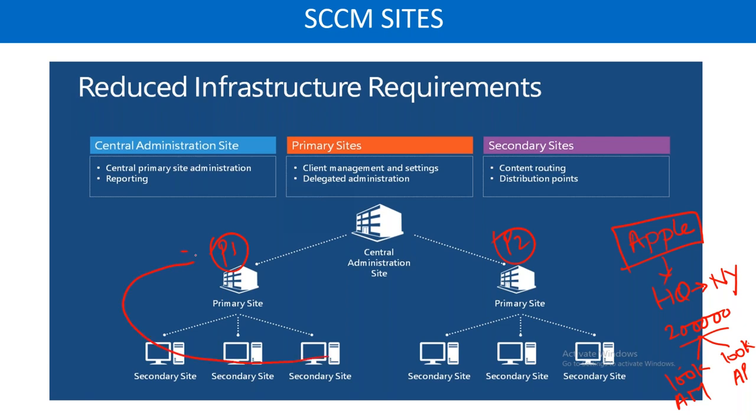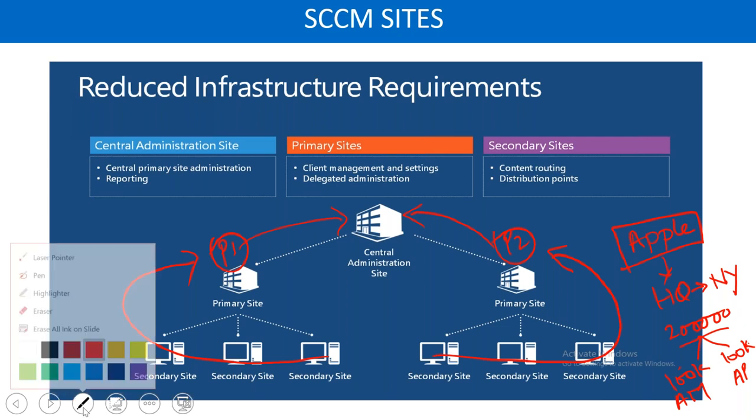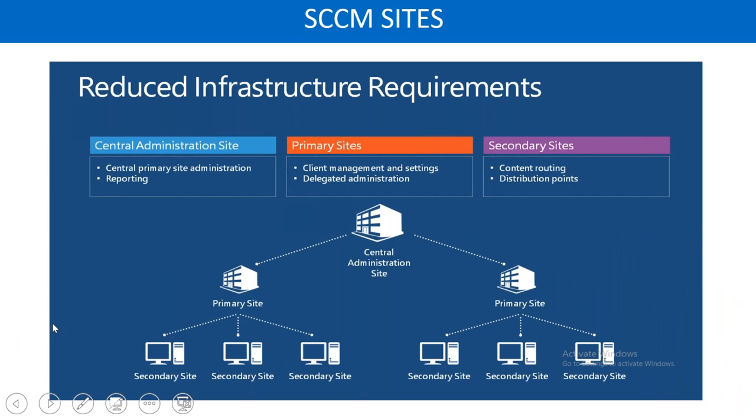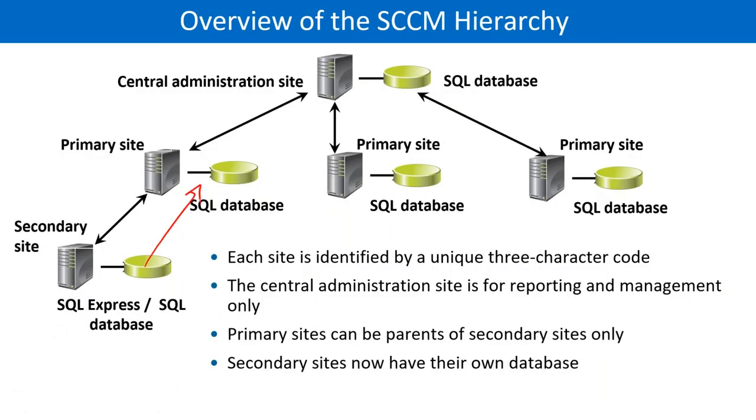Clear. Okay. These secondary sites will report to this primary site, these secondary sites will report to that primary site, and both primary sites will report to the central administration site. So this is another example for big companies like Apple, Deloitte, Google or Accenture, where you have more than 100,000 devices all over the globe. Now the database replication happens from secondary to primary database and from primary to the central administration database. So primary will replicate its database with the central administration database. Clear?